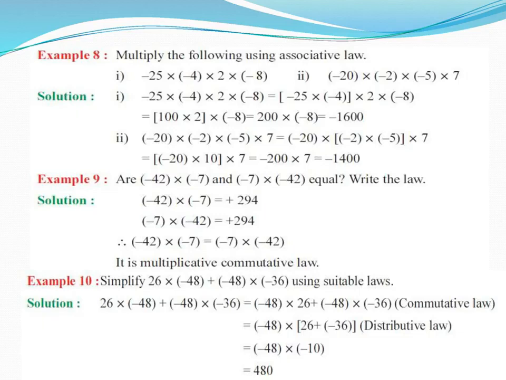Now we will observe example 9. Show that minus 42 into minus 7 and minus 7 into minus 42 are equal. Write the law. Students, this problem is the same as which property? Yes, commutative law. If a, b are two integers, a into b equals b into a over multiplication.